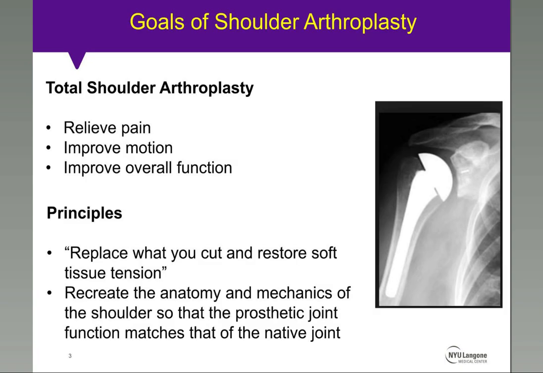The goals of total shoulder arthroplasty are to relieve pain and improve motion and function of the shoulder. Total shoulder arthroplasty relies on the principle of replace what you cut and restore soft tissue tension, which means that you remove the bone and replace it with the prosthetic implant, restoring the native anatomy and mechanics as close to normal as possible. This requires understanding of the anatomy and mechanics of the shoulder and its variation in normal population and in diseased shoulders.